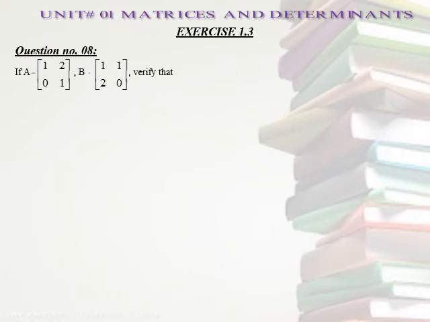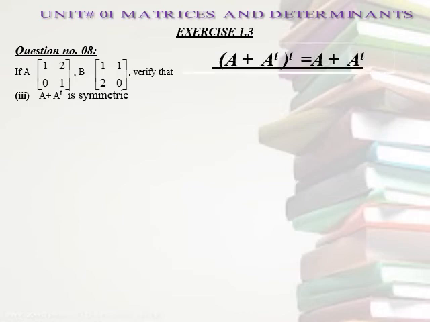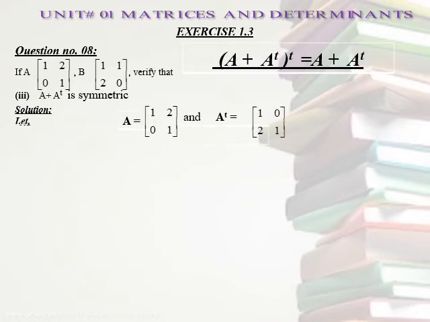Here is question number 8 of exercise 1.3. It has 6 parts and I am doing part 3 and part 6 for you. Here is its third part, and according to the statement we have to prove that A plus A transpose is symmetric. So the condition is transpose of (A plus A transpose) should be equal to A plus A transpose. So first of all we have to find out the transpose of matrix A. Let this be matrix A and here is its transpose.